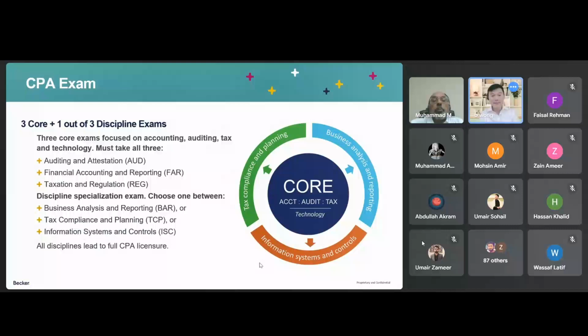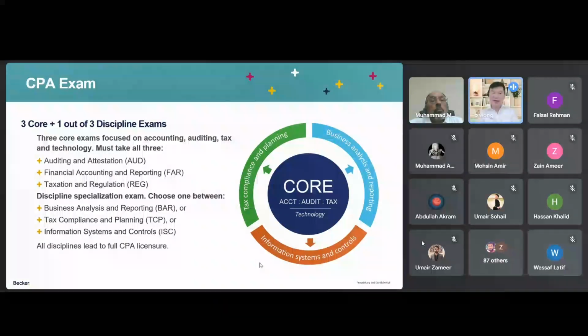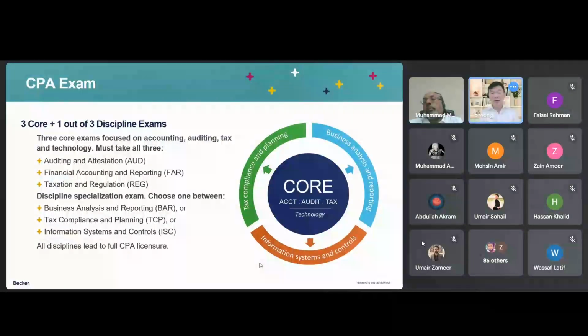Okay, so here are the four exams, right? You need to do 3 core exams and 1 of the discipline exams. It's like 3 plus 1. What are the 3 core exams? Auditing, financial accounting and reporting, and taxation and regulations. All these exams have abbreviations: auditing is AUD, then FAR, REG. So those are the 3 core exams.